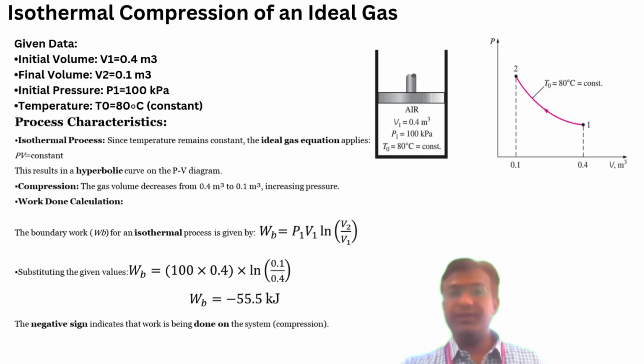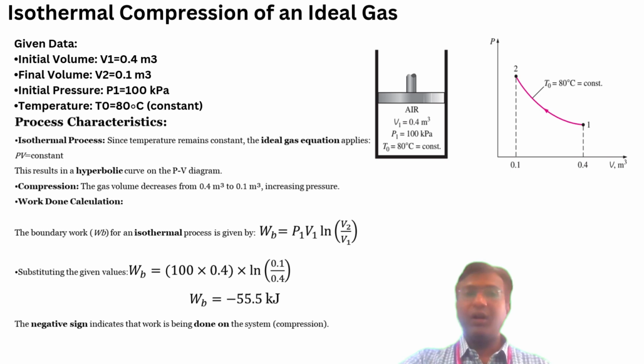Now the next process is the isothermal compression of an ideal gas. From the word isothermal, we can understand that it is a constant temperature process. And in this case, it is a compression process. As we all know, in a compression process we have to supply a certain amount of work, due to which work is done on the system.